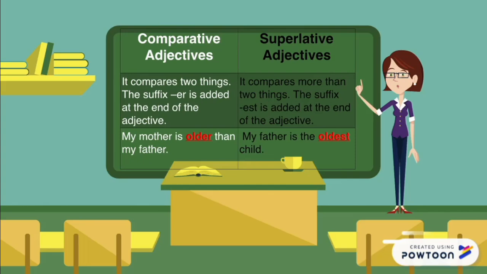Let's have a look at superlative adjectives. It compares more than 2 things. The suffix est is added at the end of the adjective. Let's read the example together. My father is the oldest child. Notice in that sentence, oldest has the suffix est added at the end.